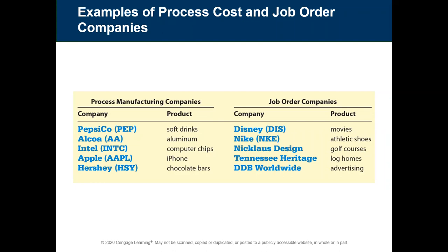Freeport McMoRan Copper and Gold, which is probably the largest employer in our community, also uses a process system. Same thing. They don't make copper. They dig ore out of the ground and then they extract the copper from that. All right.